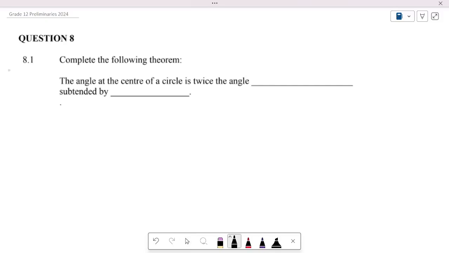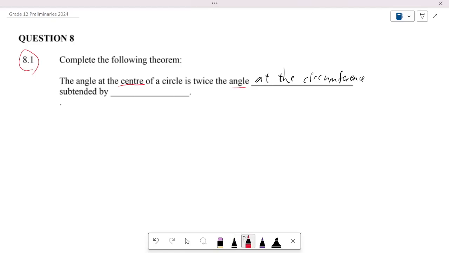So in this video, I'm going to be going over question 8. Let's start with this. 8.1 says the following: complete the following theorem. It says that the angle at the center of a circle is twice the angle at what? I'm pretty sure by now we've heard this theorem so many times. The angle at the center of a circle is twice the angle at the circumference.